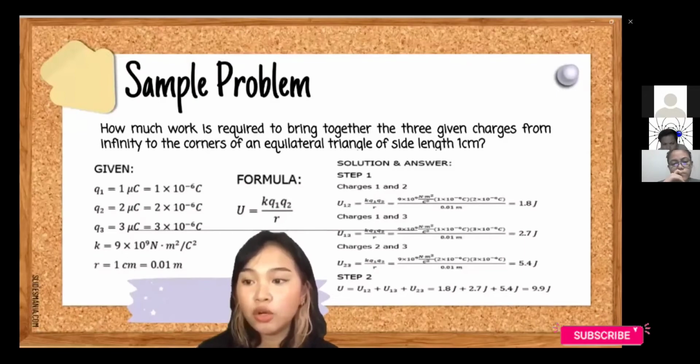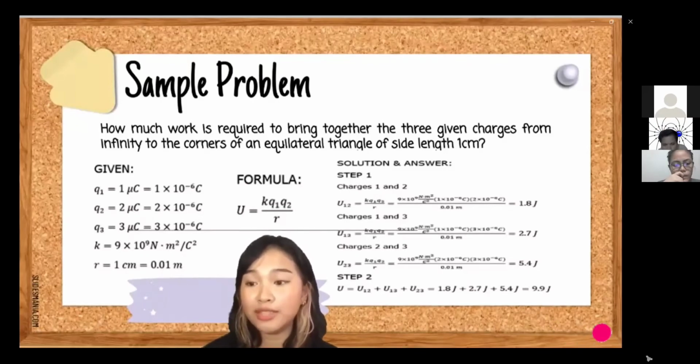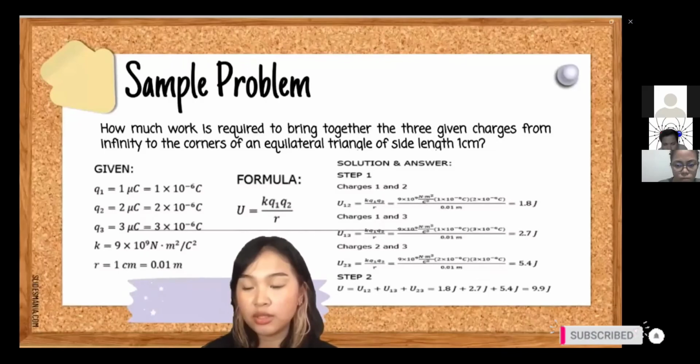For charges 1 and 2, work is equal to K times Q sub 1 times Q sub 2 divided by R, which is equal to the Coulomb's constant times 1 times 10 raised to negative 6 multiplied by 2 times 10 raised to negative 6 coulombs. And the answer for this is 1.8 joules.